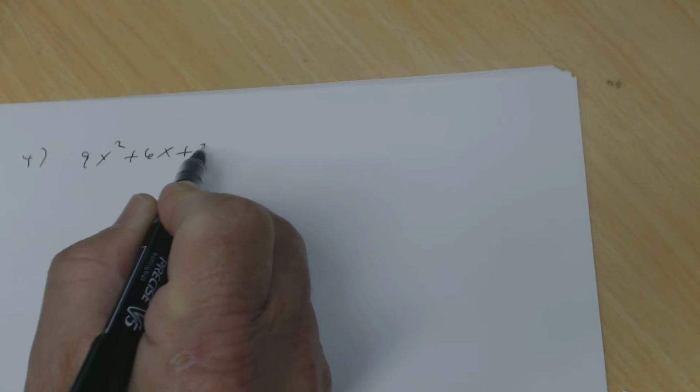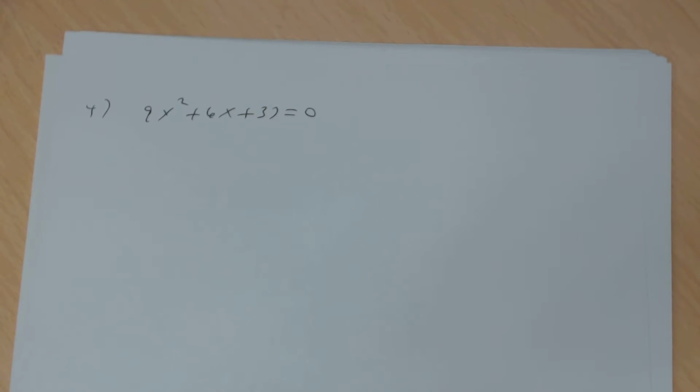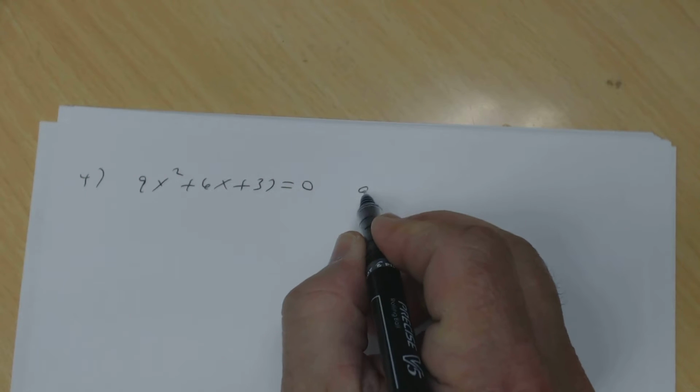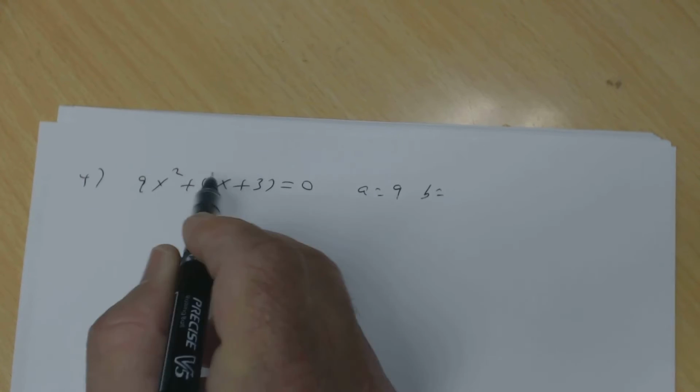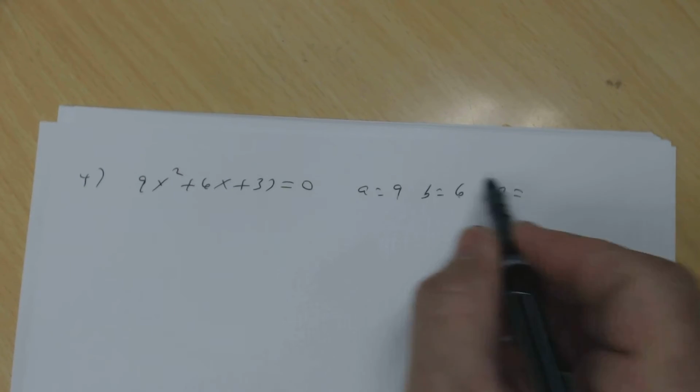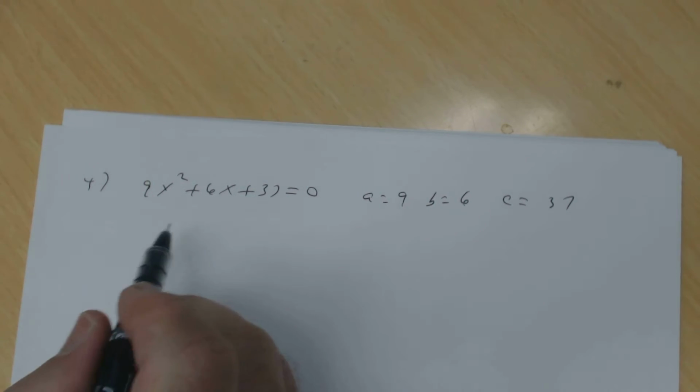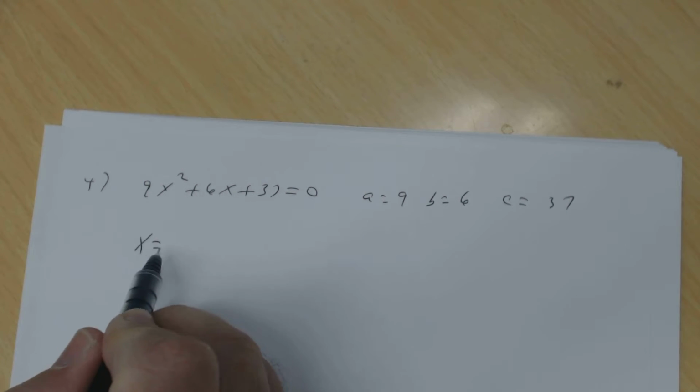All right, number 4. Suppose we had this: 9x squared plus 6x plus 37 equals 0. Okay, so a is 9, b is the coefficient of x, so that's 6, and c is your constant, which is 37. Okay, so let's plug that back into the formula.